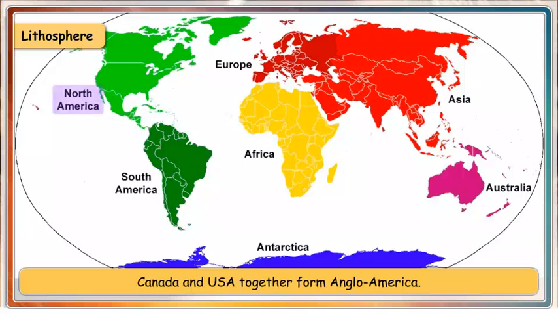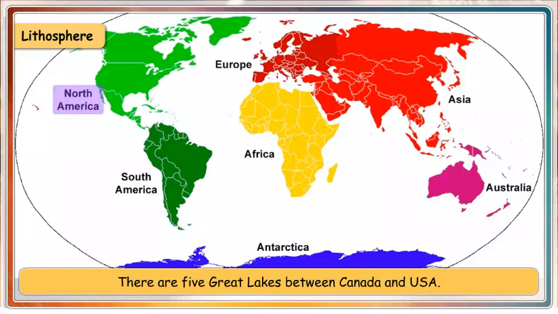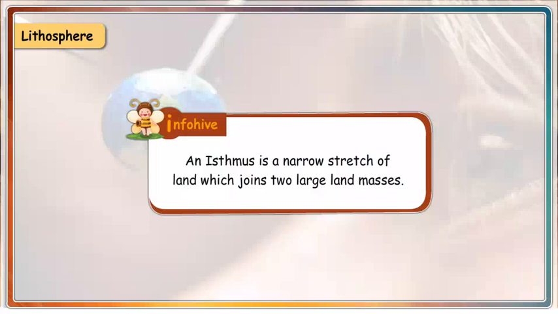Canada and USA together form Anglo-America. The Caribbean islands are also called West Indies. Greenland is also a part of this continent and is controlled by Denmark. There are 5 Great Lakes between Canada and USA. Info Hive. An isthmus is a narrow stretch of land which joins two large land masses.